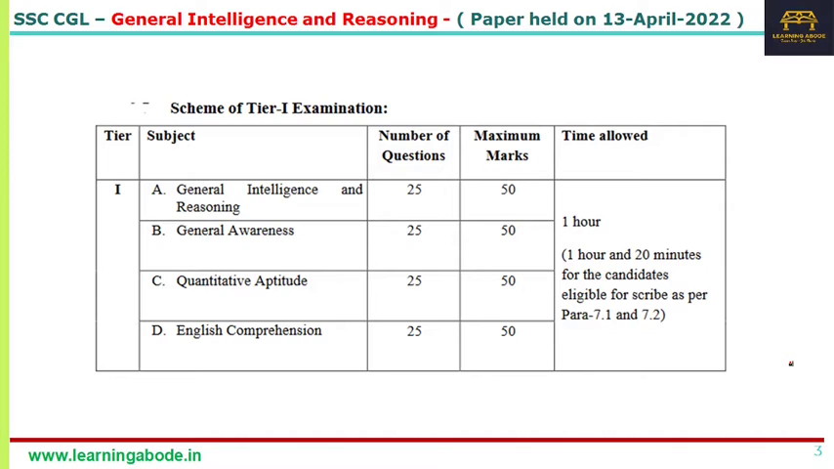As far as Tier 1 is concerned, it's a computer based examination. You have 100 questions, 200 marks and 1 hour duration. Each question carries 2 marks, and please remember there is negative marking for wrong answers. If you provide wrong answers, there is a 0.5 negative mark.